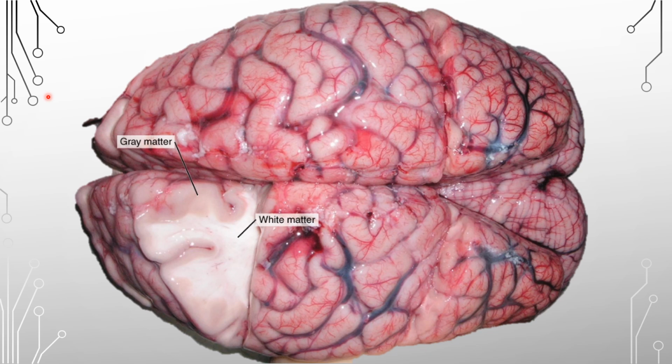This gray matter is in the center in the spinal cord, whereas in the brain you can see it is peripherally placed. The white matter is composed of bundles of axons, especially those which are coated with the myelin.